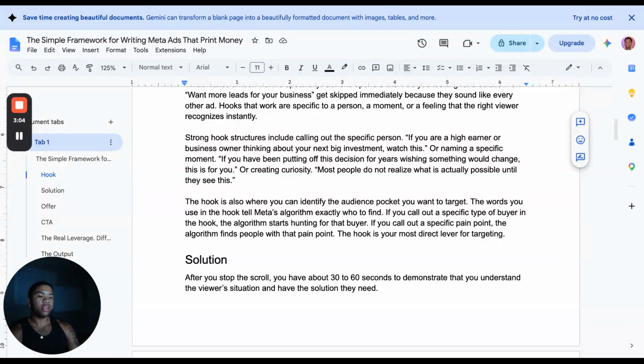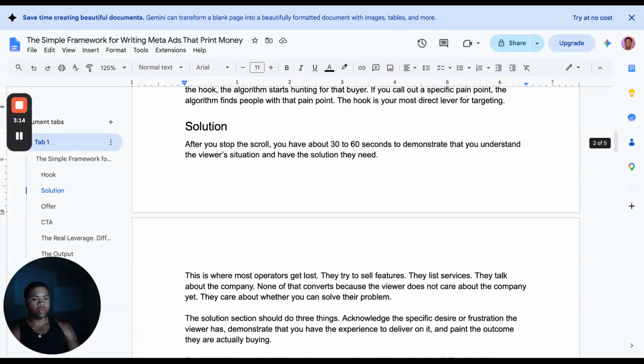As a business owner, you should know your ICP better than anyone, so building a hook should honestly be the easiest part. The algorithm is going to find people with that specific pain point, and the hook is just the most direct lever you have for targeting. So then we move into the solution.